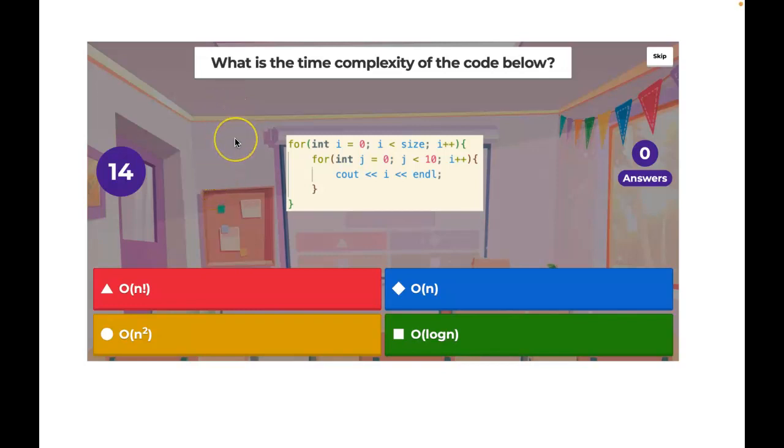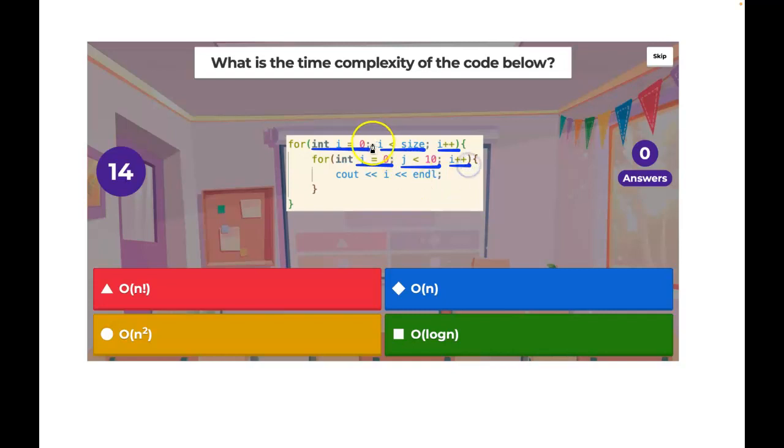So the question here is asking, what is the time complexity of the code below? And as we can see, we have two for loops. This outside for loop is doing i equals 0, i less than size, and then i plus plus. And then the second for loop, the inside one, is doing j equals 0, j less than 10, and j plus plus.